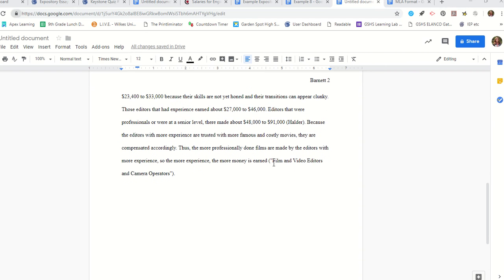And I got that information from this website, which didn't have an author but has an article title, "Film and Video Editors and Camera Operators." It's in quotation marks because it's a title of a short work. And then it's in parentheses because it's an in-text citation at the end of the sentence.